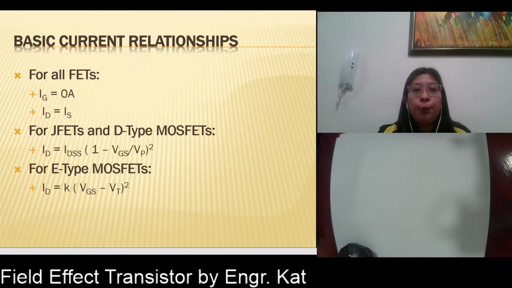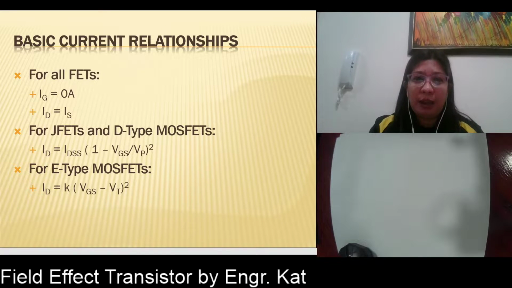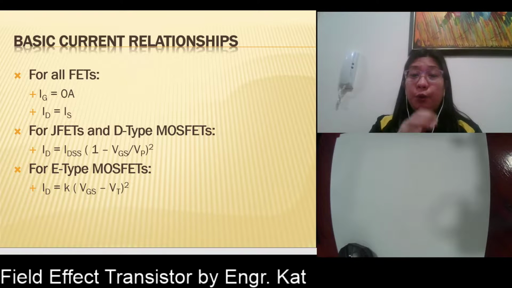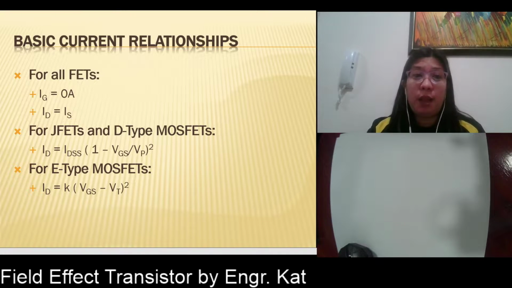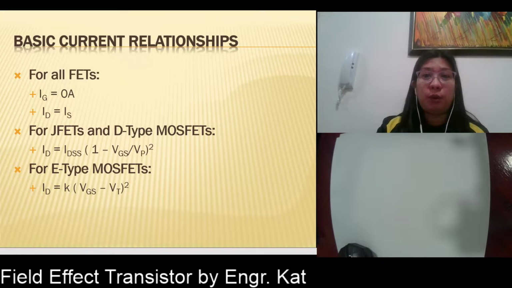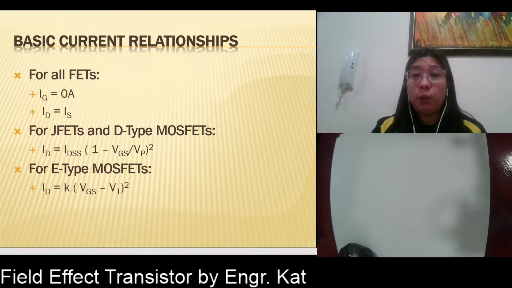Okay, so we all know that your ID, or your drain current, is just equal to your source current because your channel is made up of the same material. If it is an N-channel FET, we have a strip of N-type material, and if it is a P-channel, we have an entire strip of P-type material. Therefore, your ID is just equal to IS, and what we always use is just the drain current.